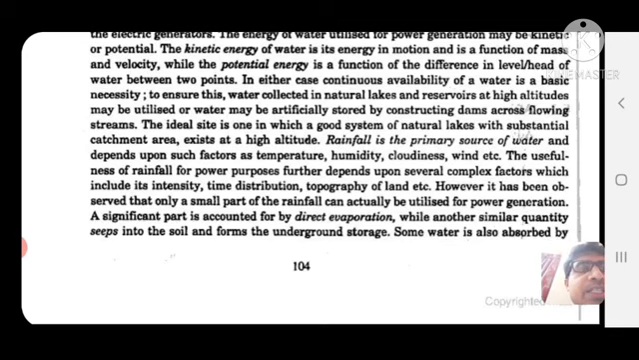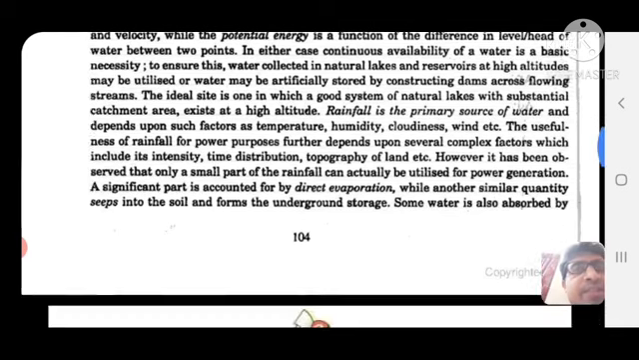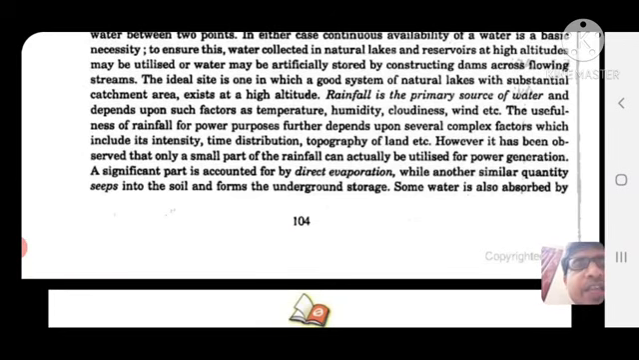In either case, continuous availability of water is a basic necessity. To ensure this, water collected in natural lakes and reservoirs at high altitude may be utilized, or water may be artificially stored by constructing a dam across a flowing stream. The ideal site is one in which a good system of natural lakes with substantial catchment area exists at a high altitude.